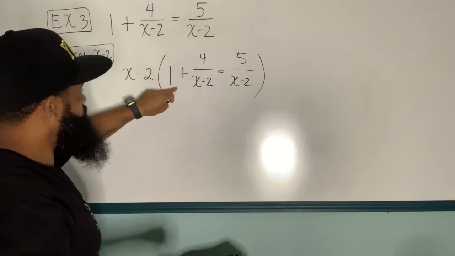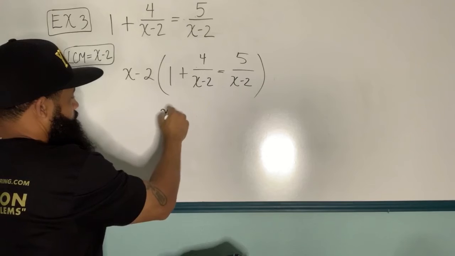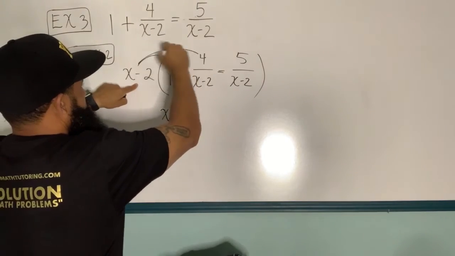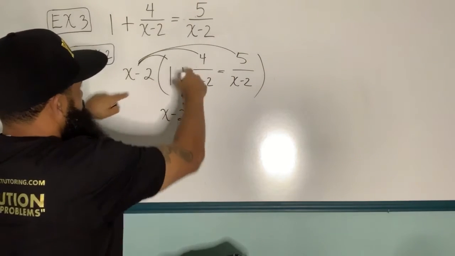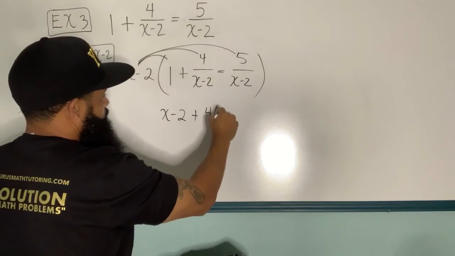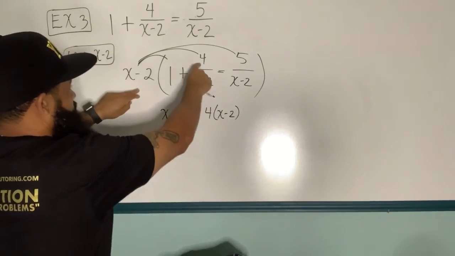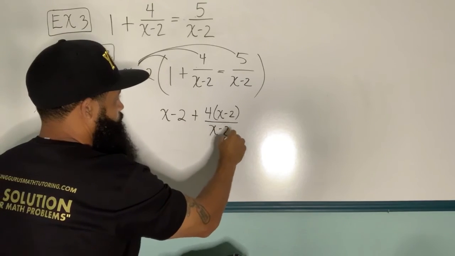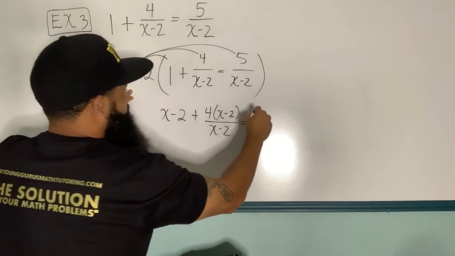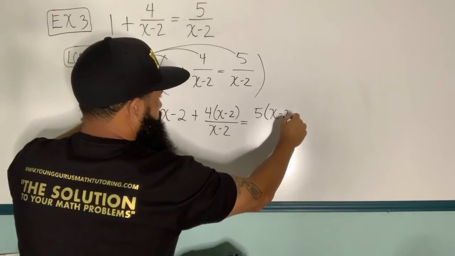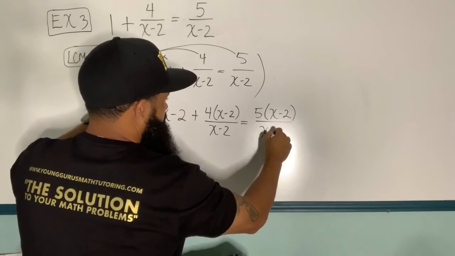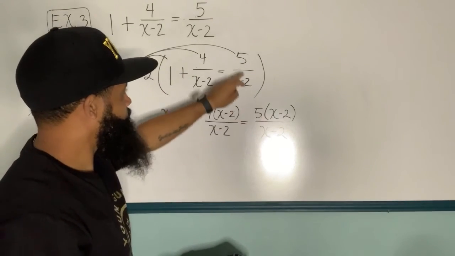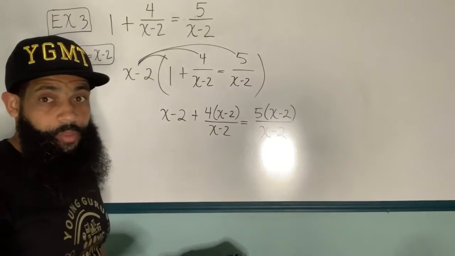So x minus 2 times 1 is just x minus 2. And then plus, once again, so here, here, and here. So x minus 2 times 4, so we have 4 times x minus 2. All I did was take 4 times x minus 2 and put the x minus 2 in parentheses. Now it's over x minus 2. And then equals 5 times x minus 2 over x minus 2. All right? So here, same thing, 5 times x minus 2, kept the x minus 2 in the denominator.